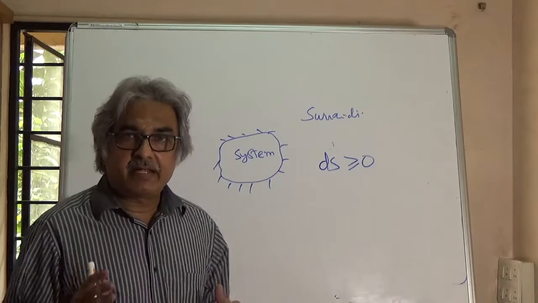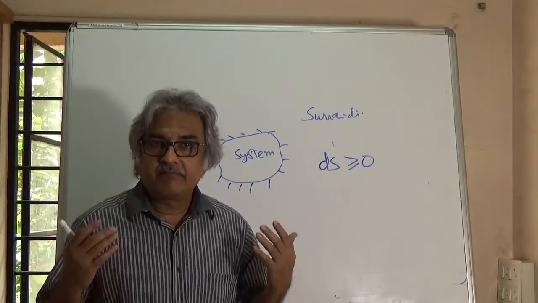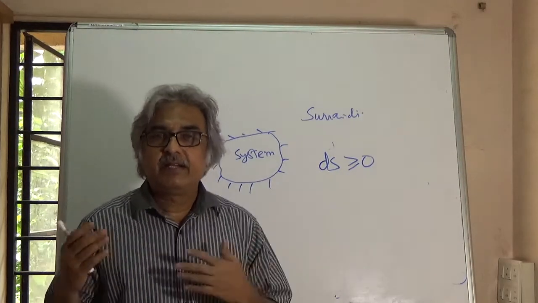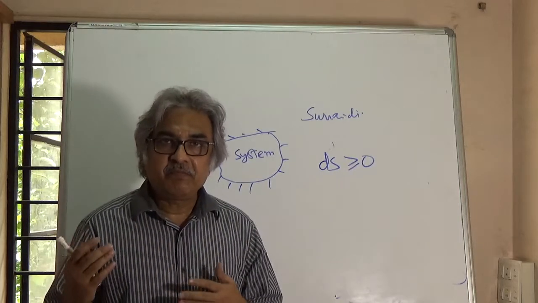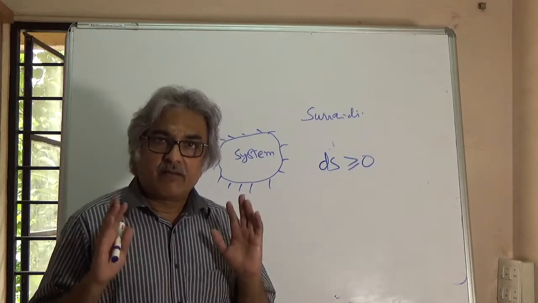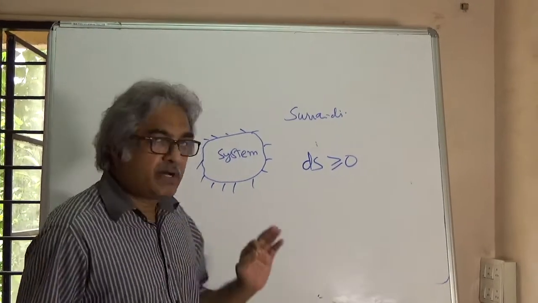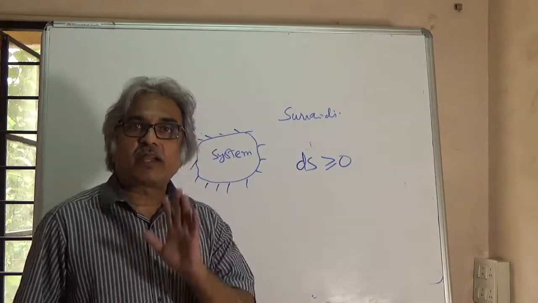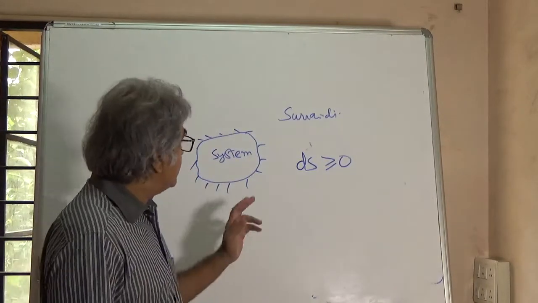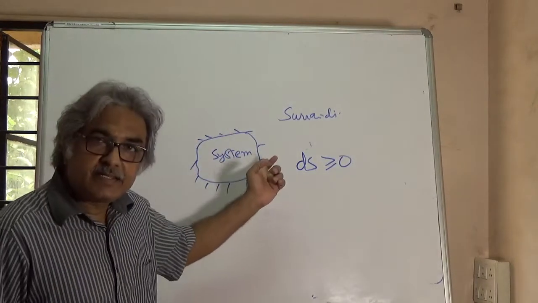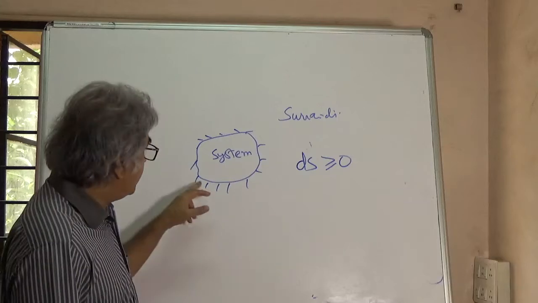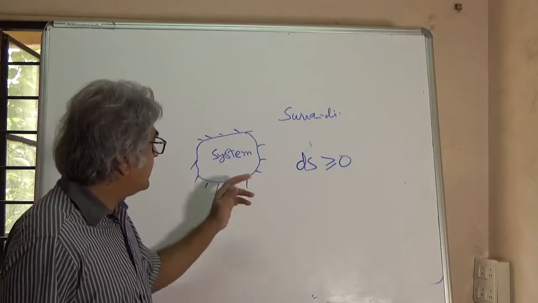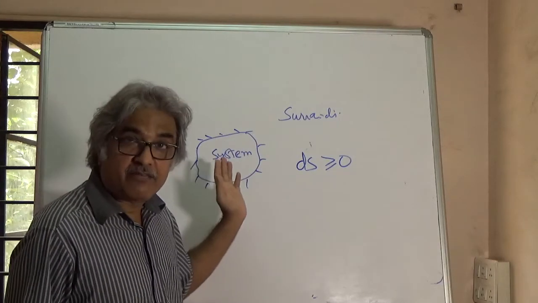So let me elaborate, or let me apply the entropy principle that we discussed in the previous video to certain cases. What we have said, the principle of increase of entropy, or entropy principle, says that in a system, let's say this is a system which is isolated. So I am showing these hatching lines to show that the system is isolated from the surrounding.